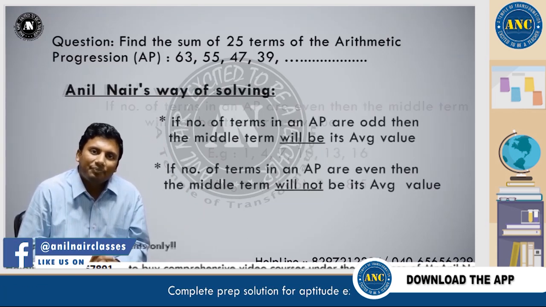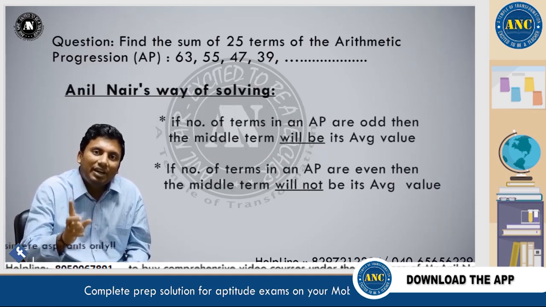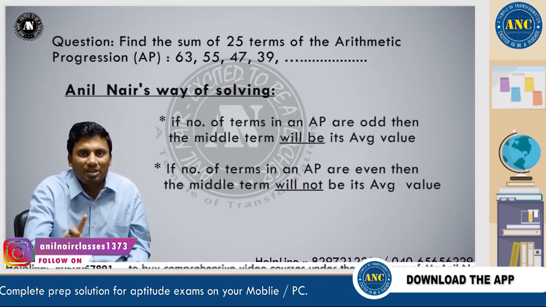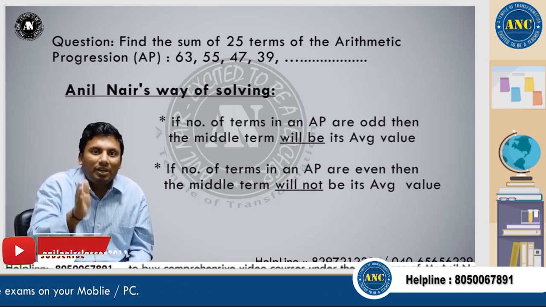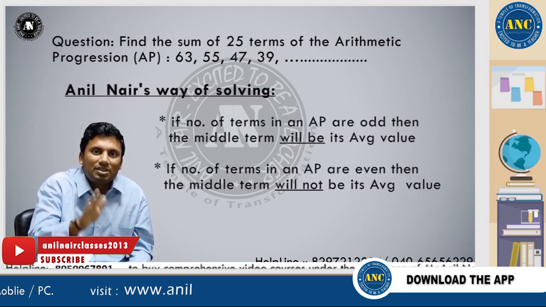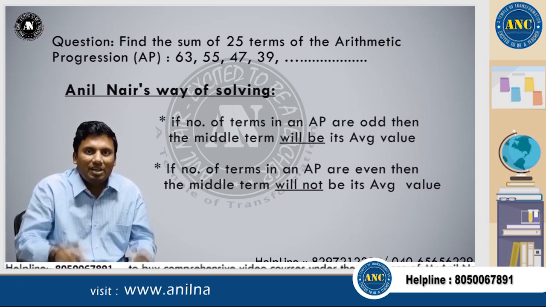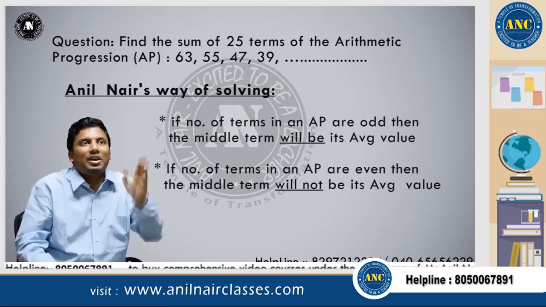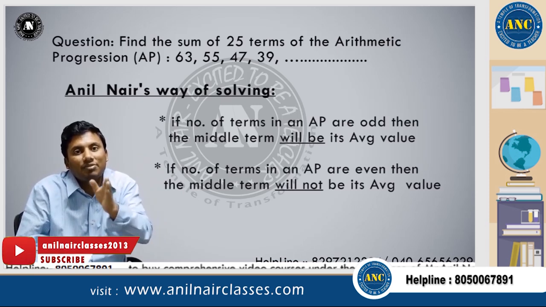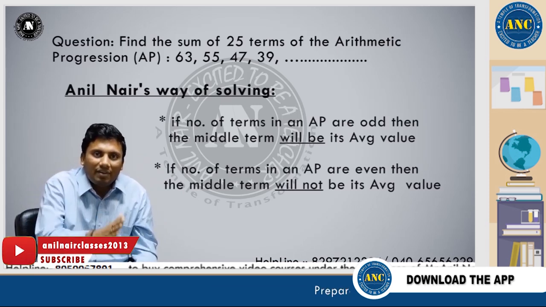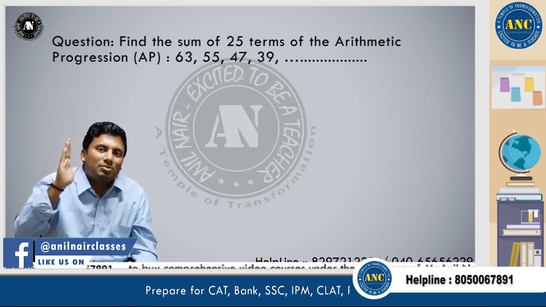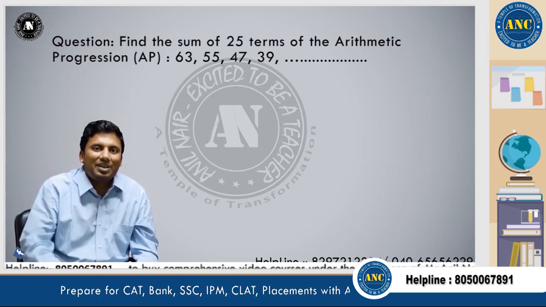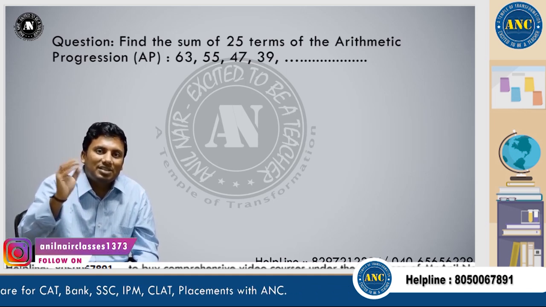Again, I am repeating. Average of n terms in an arithmetic progression is nothing but the middle value. Middle value will become middle term if the number of terms in the sequence is odd. Read the question. Find the sum of 25 terms for the series. Average by definition is given by sum of the quantities by number of the quantities. Total 25 terms he is asking.